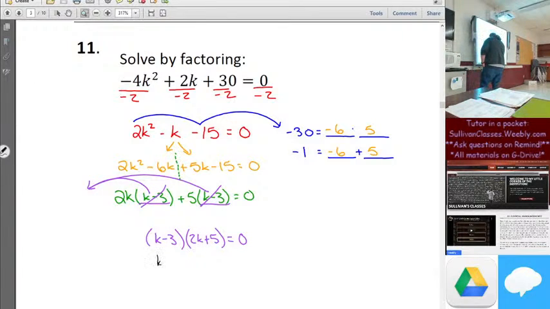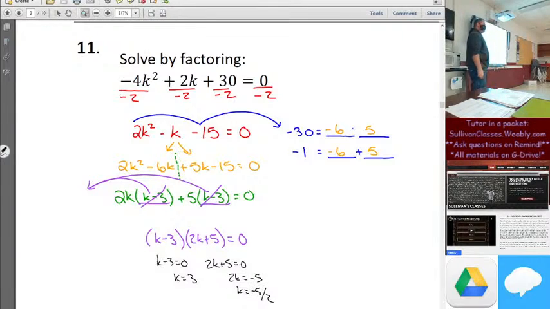Set them both equal to 0. K minus 3 is 0. And 2K plus 5 is 0. Make sure you finish it all the way off.